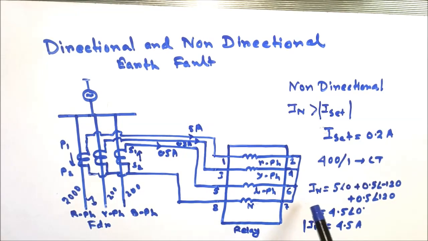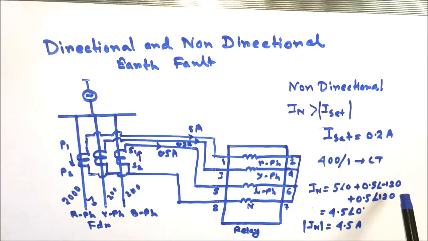So IN is the sum of these three currents, that is IN is equal to IR, which is 5 at an angle 0 degree, plus IY, that is 0.5 at an angle minus 120 degree, plus IB, that is 0.5 at an angle 120 degree. So IN is equal to 4.5. So this relay coil senses 4.5 ampere current, and since the set value is 0.2 ampere, this relay sends a trip signal to clear the fault.